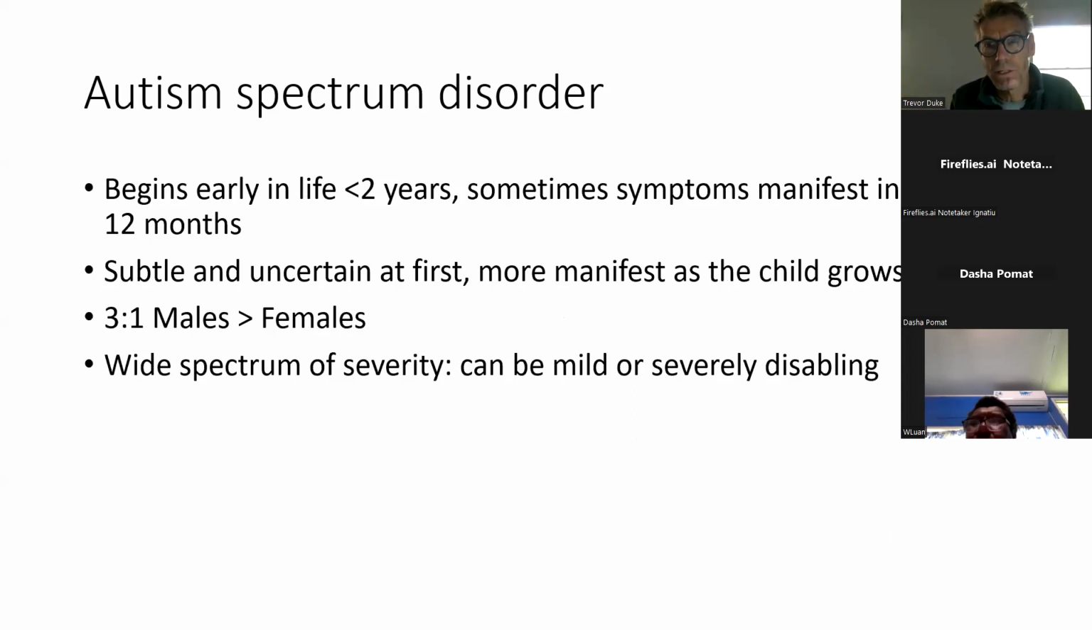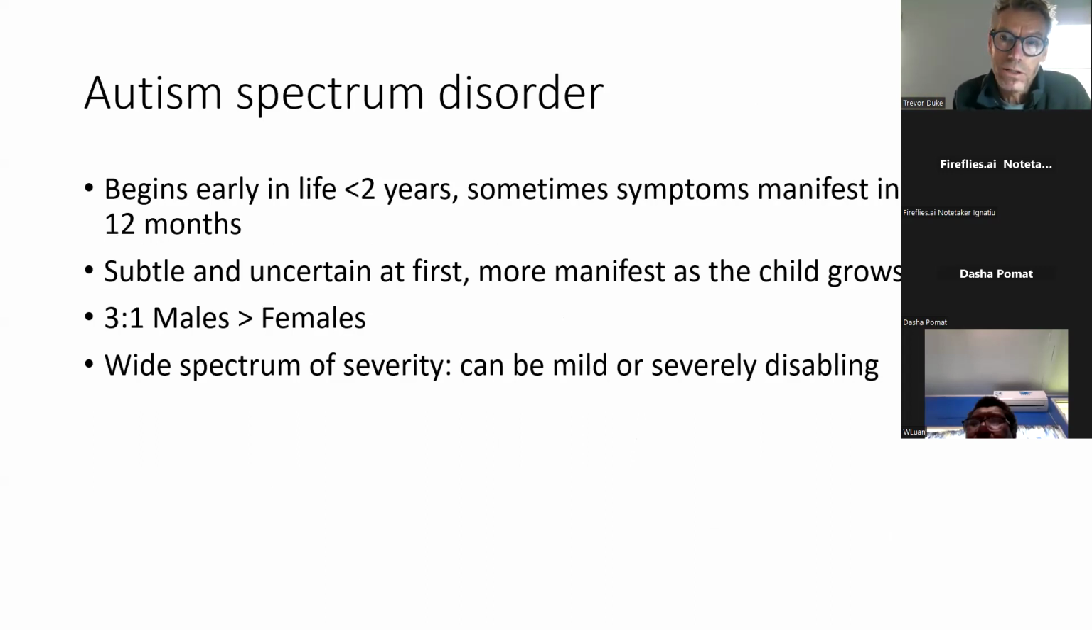It's a lifetime condition, autism, but often it's not identified until a child's around 2 years of age. It begins much earlier in life, and sometimes symptoms manifest from 9 months of age onwards. Parents will say the child is not interacting normally. They're not engaging with them as a normal child would, not responding to verbal stimuli or anything.